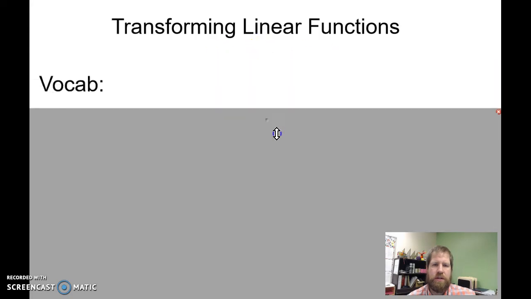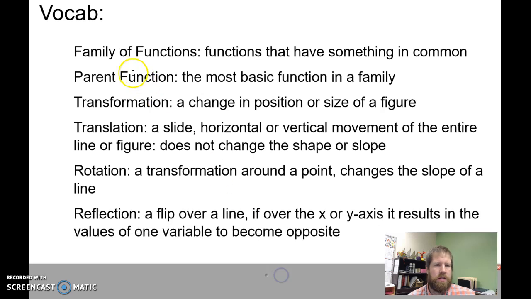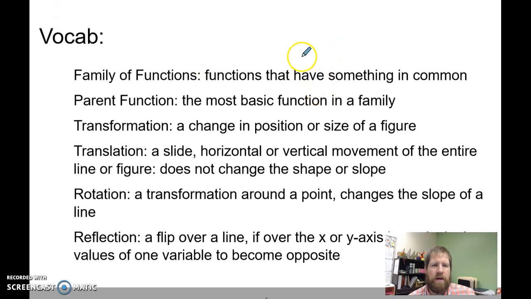Transforming linear functions. Our vocabulary for this lesson starts with family of functions, which is just functions that have something in common. That means all linear functions form a family of functions, and all functions with a slope of 1/2 could be a family of functions. The parent function is just the most basic one.